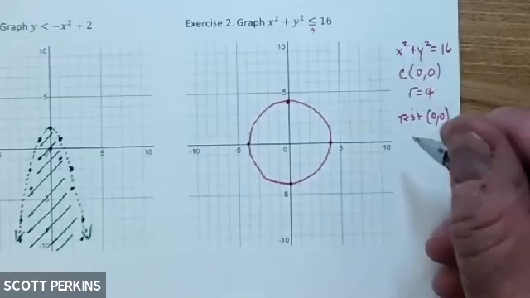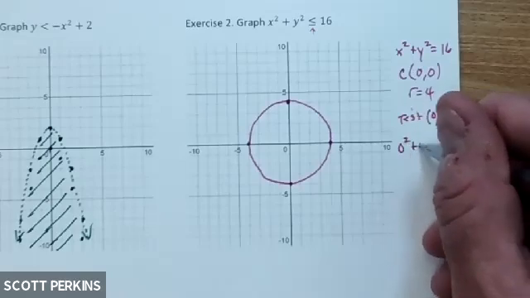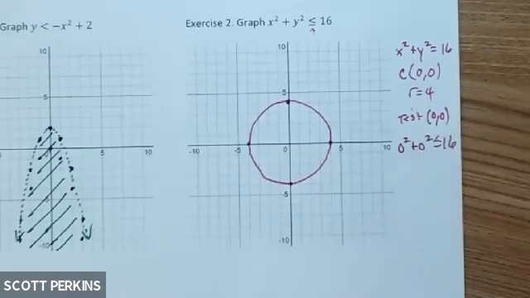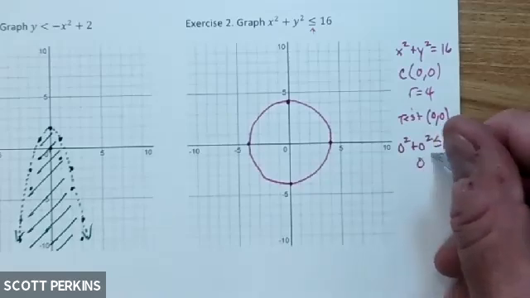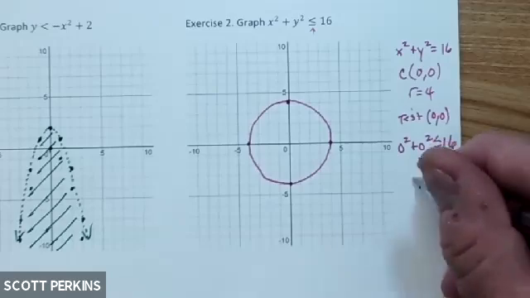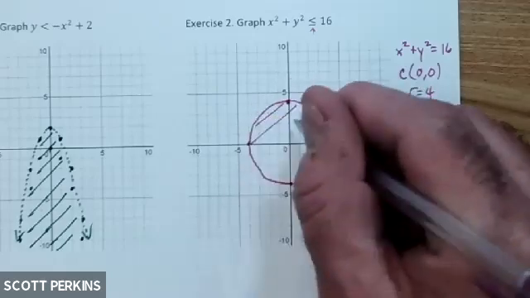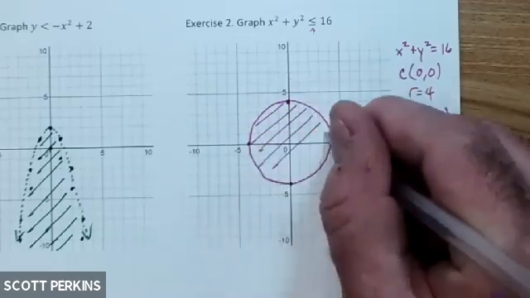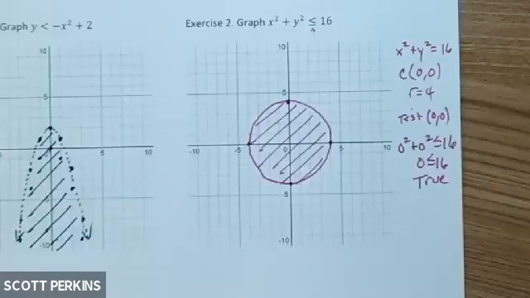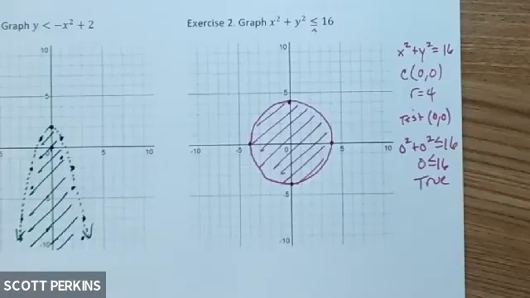So when I put 0, 0 in, I got 0 squared plus 0 squared is less than or equal to 16. So that's 0 is less than or equal to 16. That is a true statement. So that means you're going to shade inside the circle. So there's my lovely shading. All right, so that's graphing inequalities.